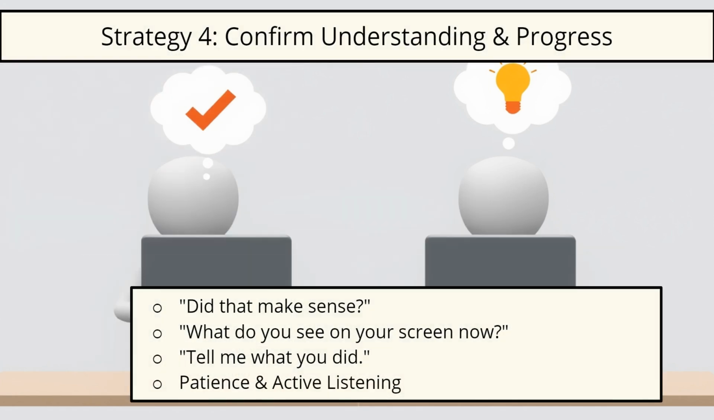It's vital to ensure your customer is with you every step of the way. Our fourth strategy is to confirm understanding and progress. After giving an instruction, ask a confirming question like, "Did that make sense?" Or, "Was that clear?" Don't just assume. Crucially, ask, "What do you see on your screen now?" This is your most direct way to verify they're looking at the correct interface and to confirm they've followed the instruction correctly, acting as your eyes.